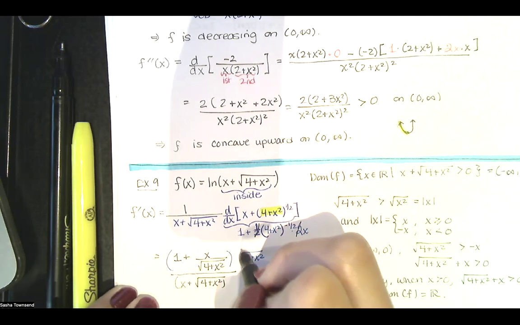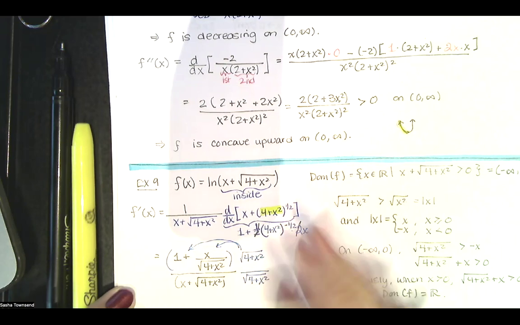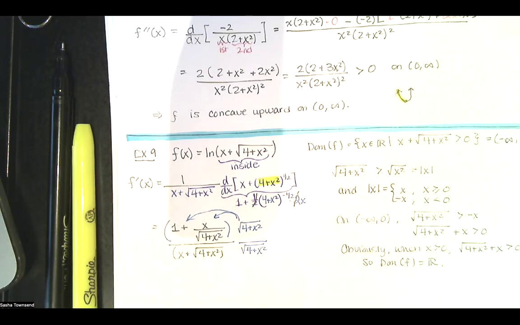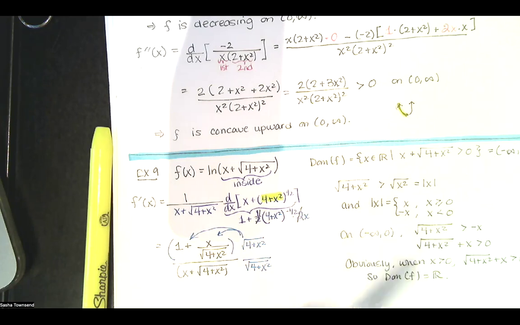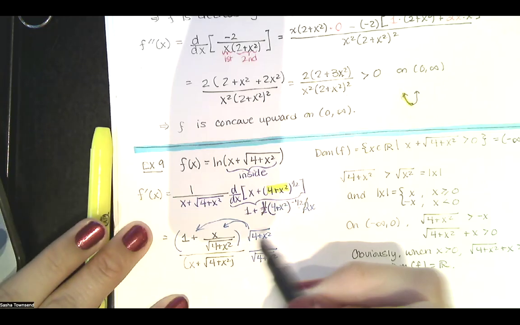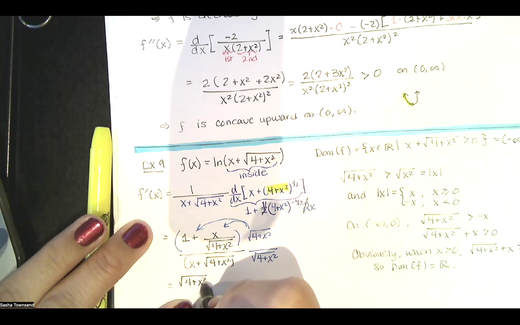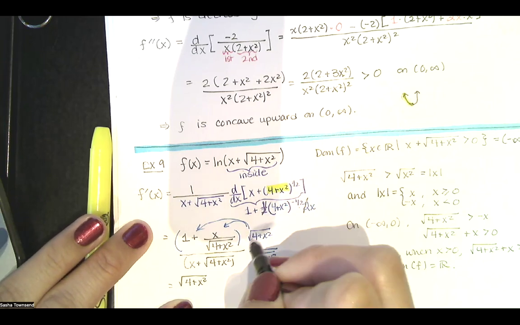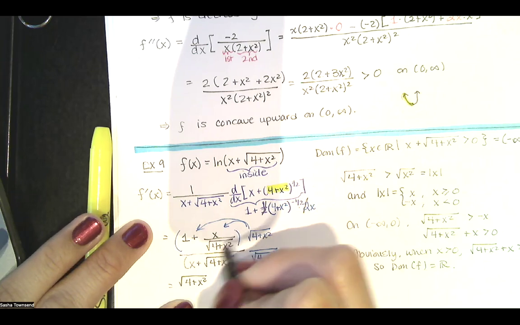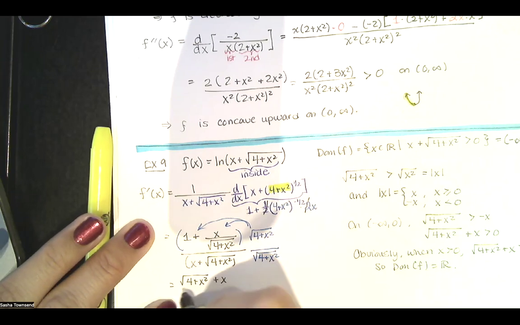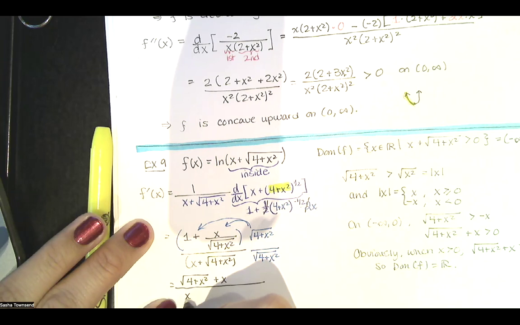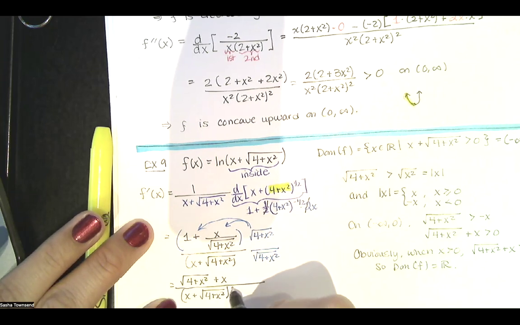Now, if we distribute in the numerator, but don't distribute in the denominator, just leave the denominator alone, we see a cancellation. This 1 times that square root is the square root of 4 plus x squared. And then this fraction times that square root, the square roots reduce, and we just end up with a plus x. All of that is divided by x plus the square root of 4 plus x squared times the square root of 4 plus x squared.